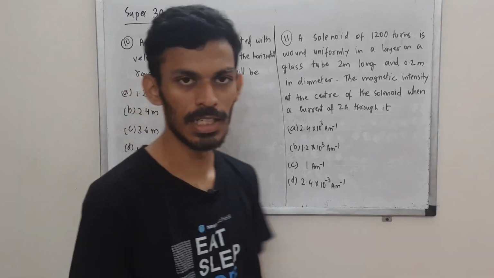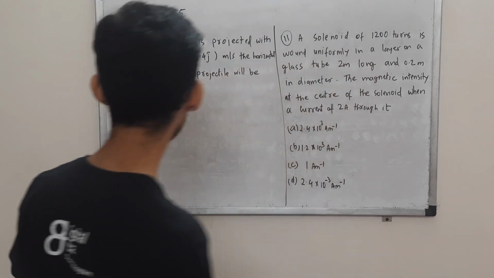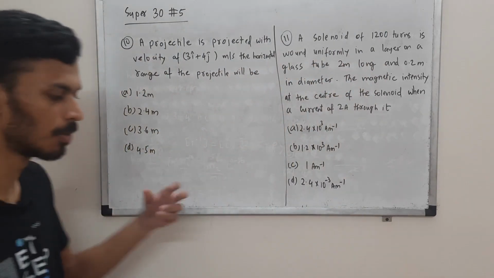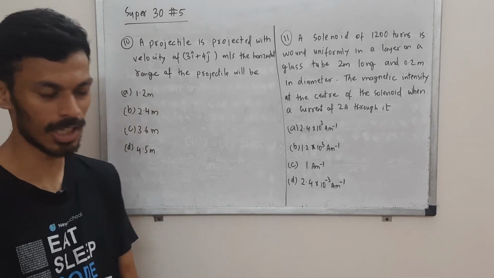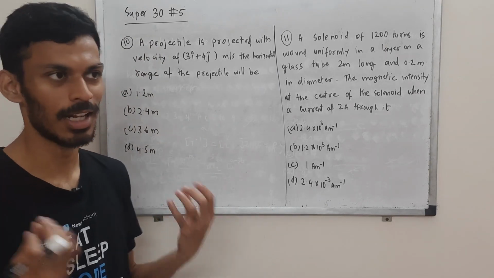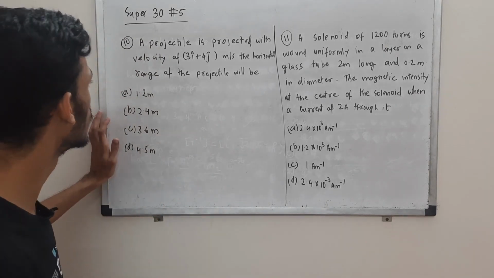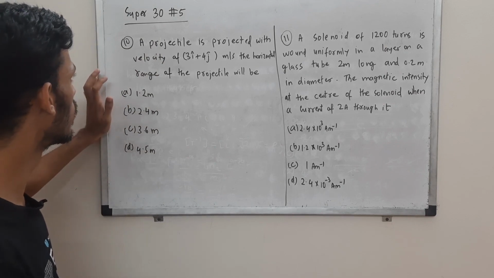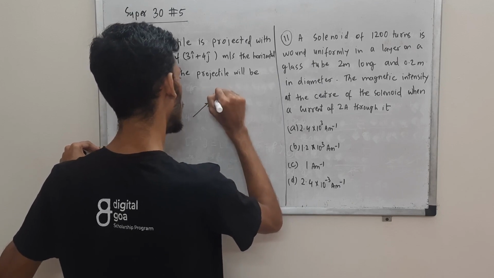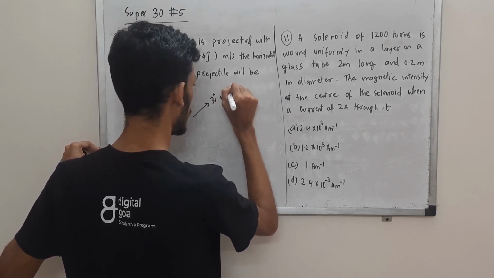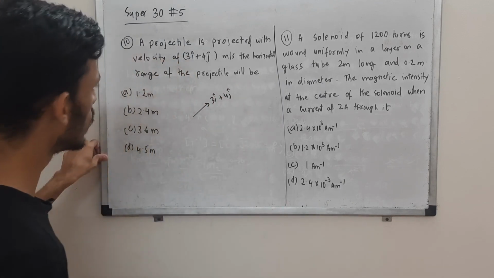So let's come to question 10 and 11. Question 10 is from projectile motion, from 2D motion, and usually the questions from this section are based on projectile motion. No surprise, because 90% of the chapter is projectile motion. Here you are given the initial velocity of the projectile in vector form, 3i cap plus 4j cap. You are supposed to tell what is the range of the projectile.